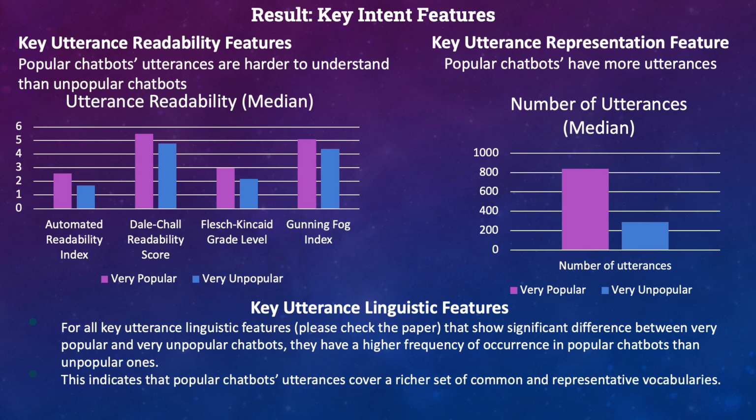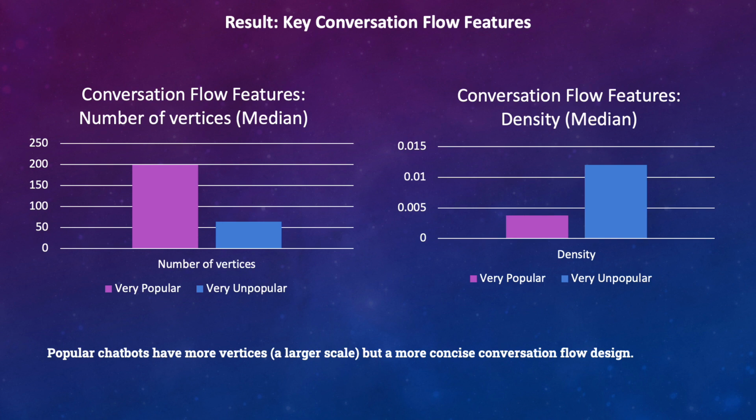In addition, popular chatbots have more utterances designed. This may be caused by the fact that popular chatbots have a larger scale with more intents. Finally, we find that for all key utterance linguistic features that show significant differences between very popular and very unpopular chatbots, they have a higher frequency of occurrence in popular chatbots than unpopular ones. This indicates that popular chatbots' utterances cover a richer set of common and representative vocabularies.